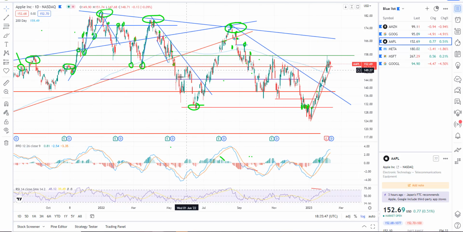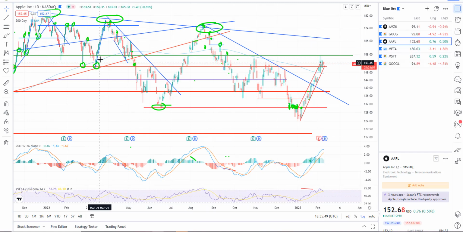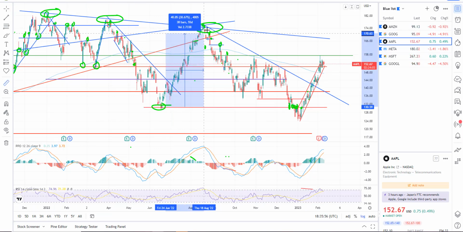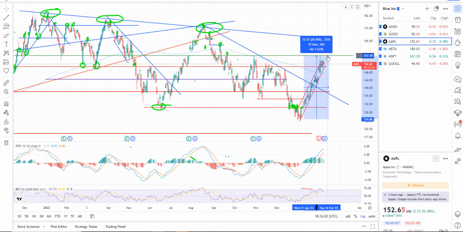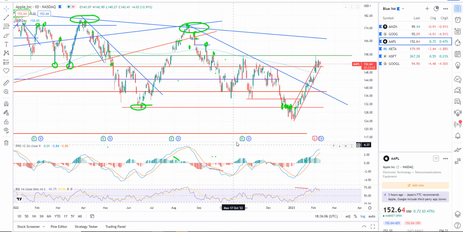You can see all the rallies that we've had in Apple in this larger downtrend have pretty much been very impulsive. Now, they can be major rallies. Here's one from top to bottom, 34%. This one so far has rallied about 26%. So maybe it has a little more to go, maybe not. We'll keep an eye on that.